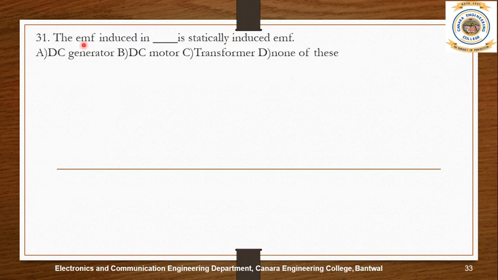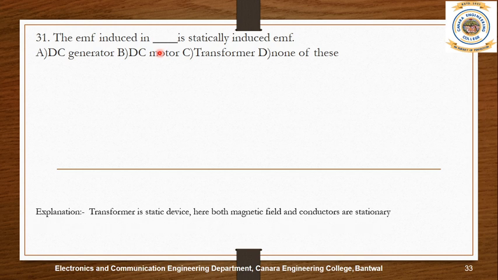Next, the EMF induced in dash is statically induced EMF. What do you mean by statically induced EMF? EMF induced because of the static part of the device. So among DC generator, DC motor, transformer, which is a static device? As we know, transformer is a static device. So option C is the right answer.